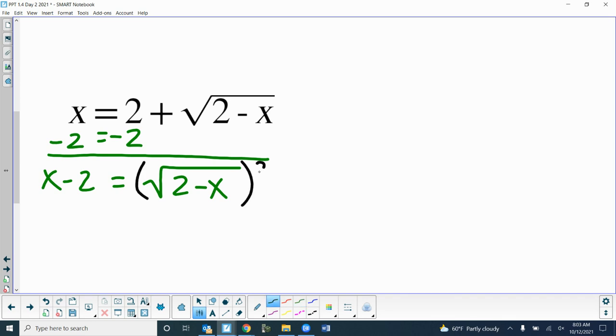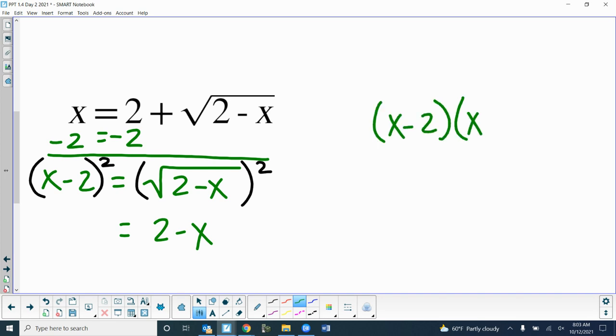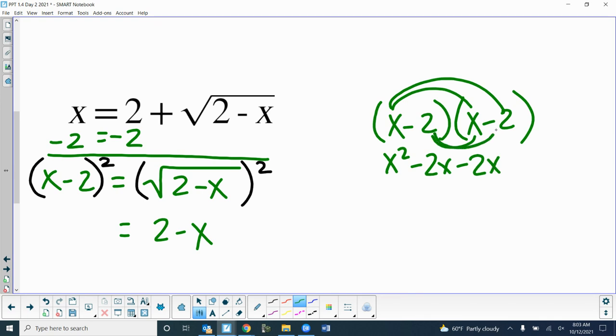Now, how do I square a binomial? How do I square x minus 2? Or what, x minus 2 squared means what? 2 of them, right? How do I multiply something like that? Yeah, we got to FOIL. Okay? So, first, outside, inside, last. So you get x squared minus 4x plus 4.